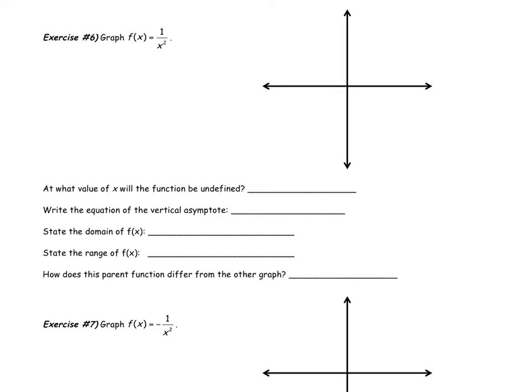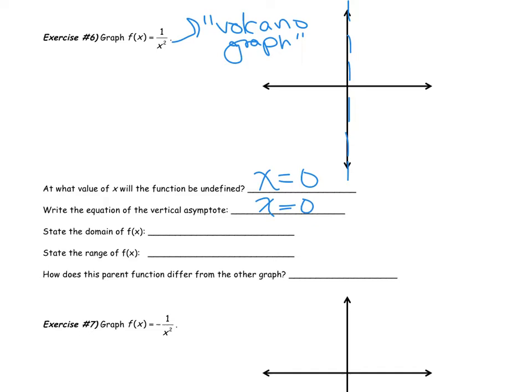All right, so I'm going to take a look at exercise 6 now. So that's the function f of x is equal to 1 over x squared. So we actually call this a volcano graph. All right, so same rules apply. When will the function be undefined? Well, we set that denominator equal to 0. So that's when x equals 0. And similarly, the equation for the vertical asymptote is always where this is undefined. So again, we have x equals 0. And I'm going to draw in my vertical asymptote at x equals 0.